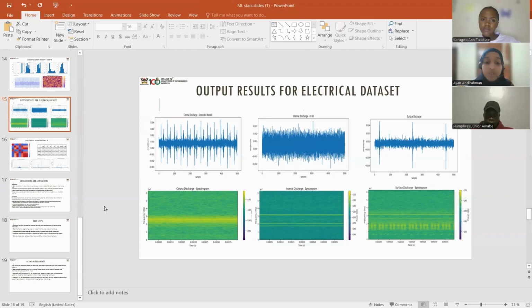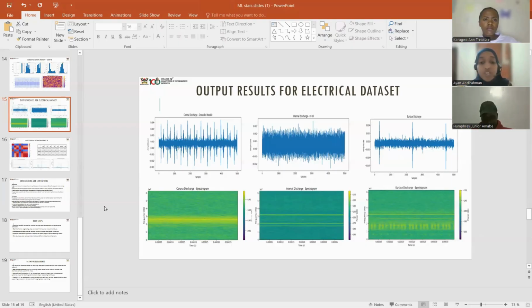If we compare them using the different spectrograms, if you look very carefully, you will see that the corona discharge spectrogram has a wide band of frequency over time compared to that of the internal and the surface discharge. It has a very high band, so it varies and it's not very stable.